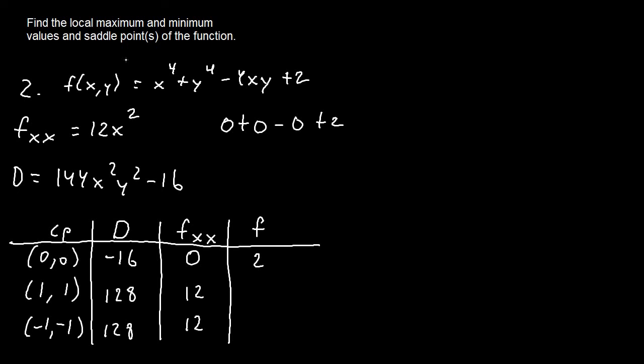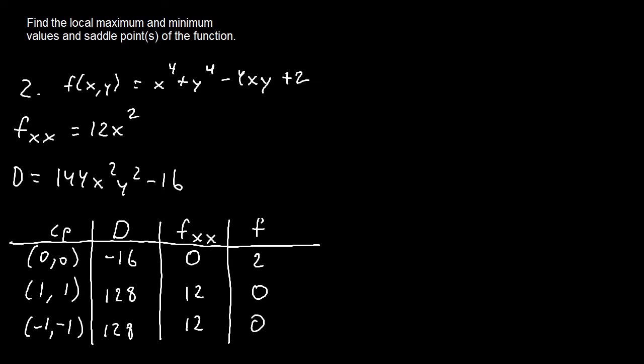Now if we plug in 1, 1 into the original function once again, we'll get 1 to the fourth plus 1 to the fourth, so that's 2, minus 4 times 1, so 4, and then plus 2. So then 2 minus 4 is negative 2 plus 2 is 0. And then if I go ahead and plug in negative 1 and negative 1 into the original function, we'll get negative 1 to the fourth, which is 1, plus negative 1 to the fourth again, which is also 1. So 1 plus 1 is 2. Then 2 minus 4 times negative 1 is also 4, and then plus 2, so that will also give us a value of 0.